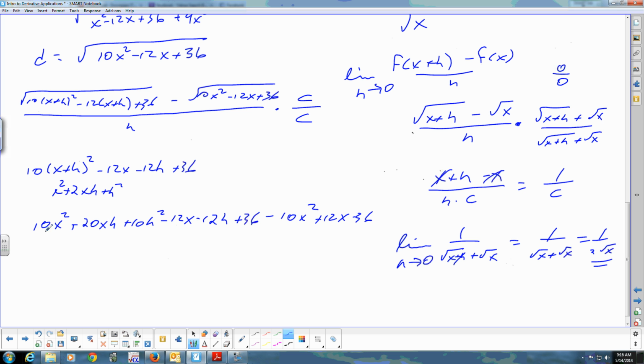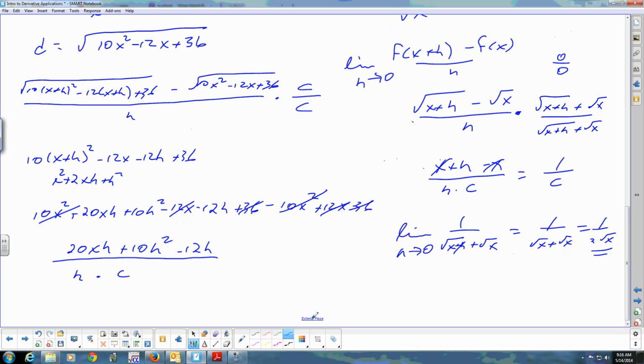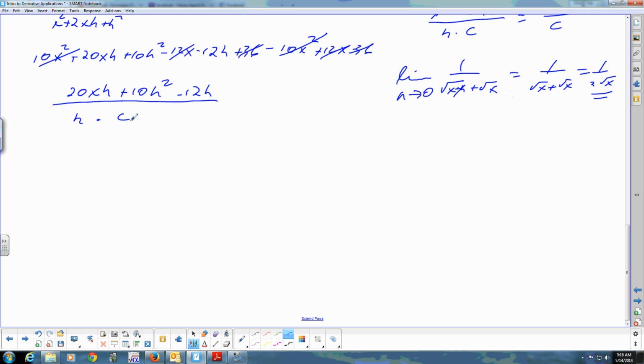But before I write that, I'm going to get rid of stuff that cancels out. Right there, and 36 and 36. So I've got 20xh plus 10h squared minus 12h over h times, I'm still going to write c for conjugate because it's not something I need to evaluate right now. I'm not taking the limit, so I'm just going to let it be c in the interest of making stuff a little cleaner. There's an h that will cancel out on this.